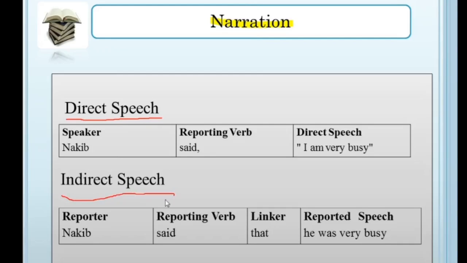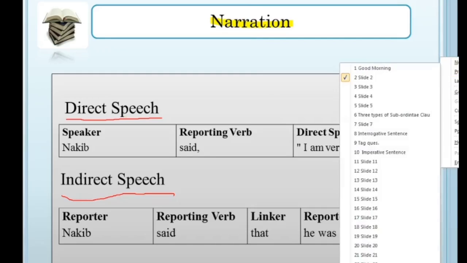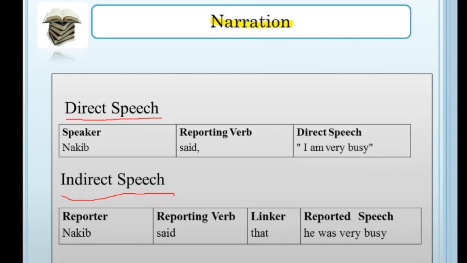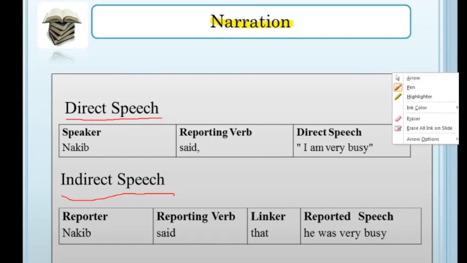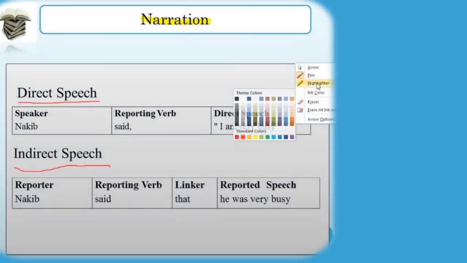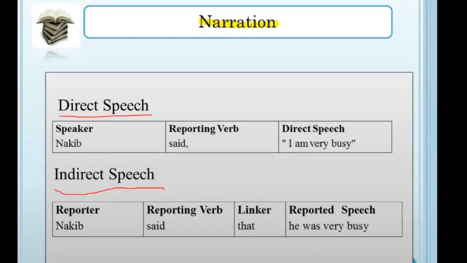Now, what is direct speech? Direct speech is when we report speech by repeating the actual words of a speaker. Then that speech is called direct speech. For example, Mr. Shuman said, I am going. Here, I am going is the direct and actual words of Shuman. So, I am going, this is direct speech.